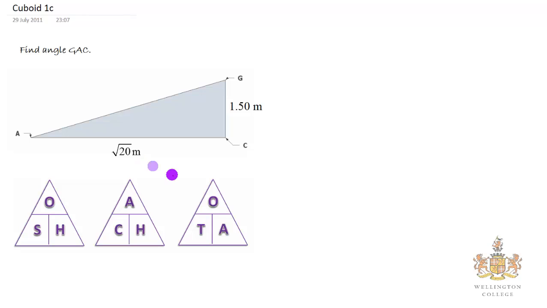And here we go, with the values we've already worked out previously. We've got this side 1.5 from C to G, and from A to C we've got square root of 20. So we need to label the angle that we're looking for. It's that one, GAC. And therefore this side is adjacent to the angle, and this side is opposite to the angle, and this is our hypotenuse.